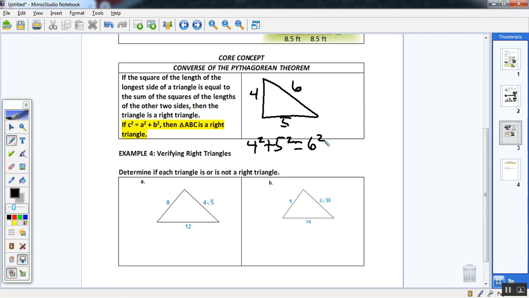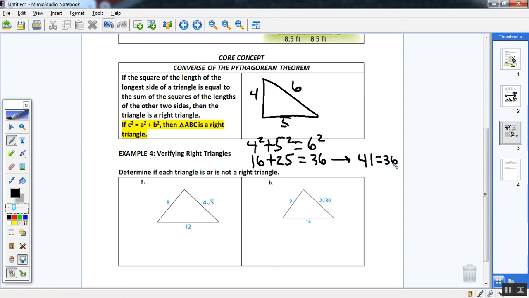Okay, what is 4 squared? 16. What's 5 squared? 25. And what's 6 squared? 36. All right, what is 16 plus 25? 41. So do those two values turn out equal?